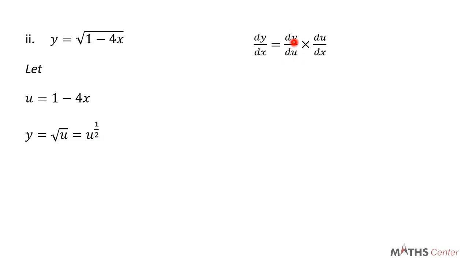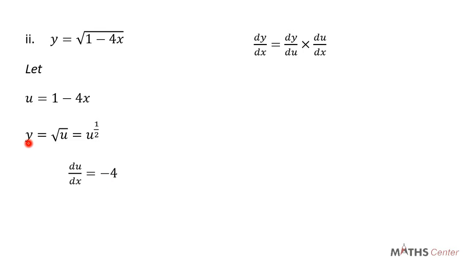Now we will need dy/du and du/dx. Let's first find du/dx. So we are differentiating u with respect to x. When you differentiate 1, you get 0. When you differentiate negative 4x, you get negative 4. So du/dx gives us negative 4.